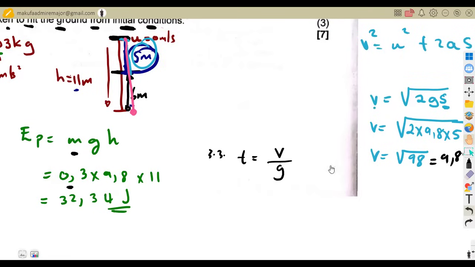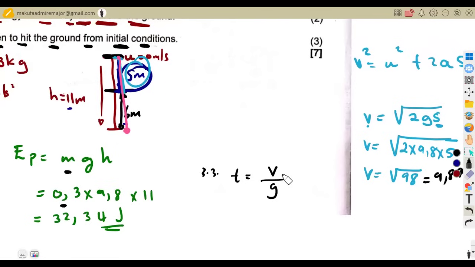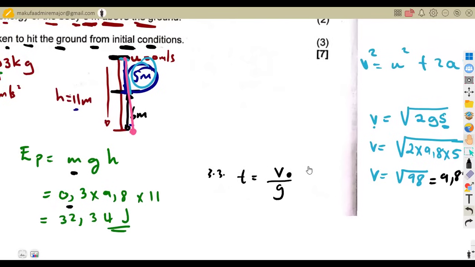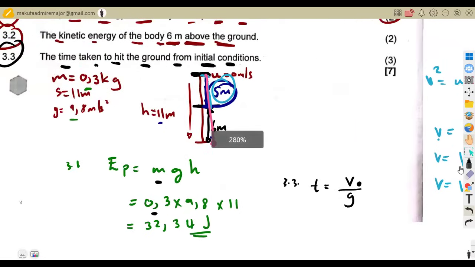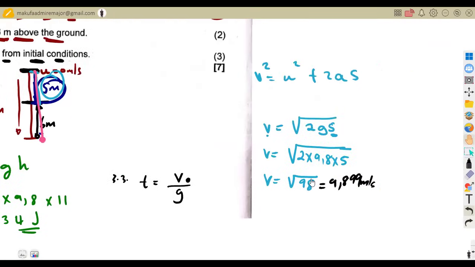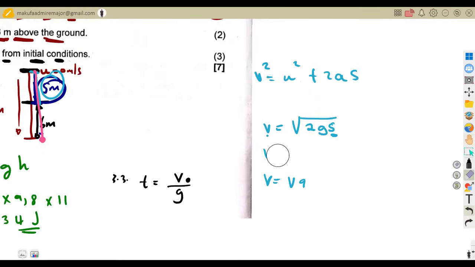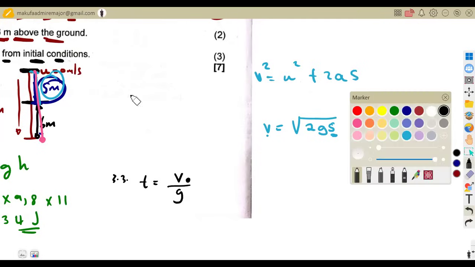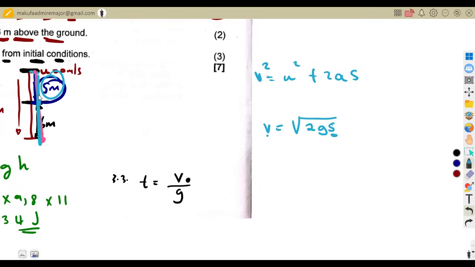Using this, we are going to need the velocity at the condition when they are saying the time taken to hit the ground from initial. To hit the ground, what is our displacement this time? It's 11. We have covered the 11 meters, the whole of it, to hit the ground. Like I said, V is determined from this formula. Now our V is going to change because this time our displacement is no longer the one we had when it had covered 5 meters. This time it has covered the whole distance, which is 11 meters, so our velocity is going to change.